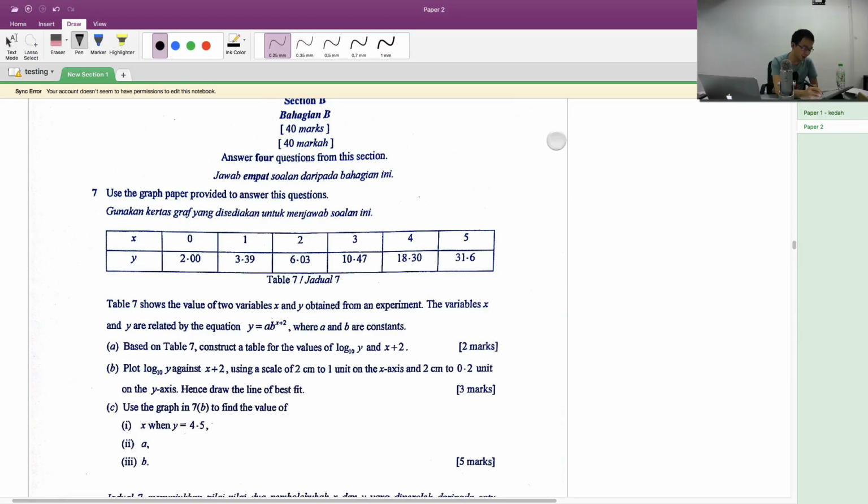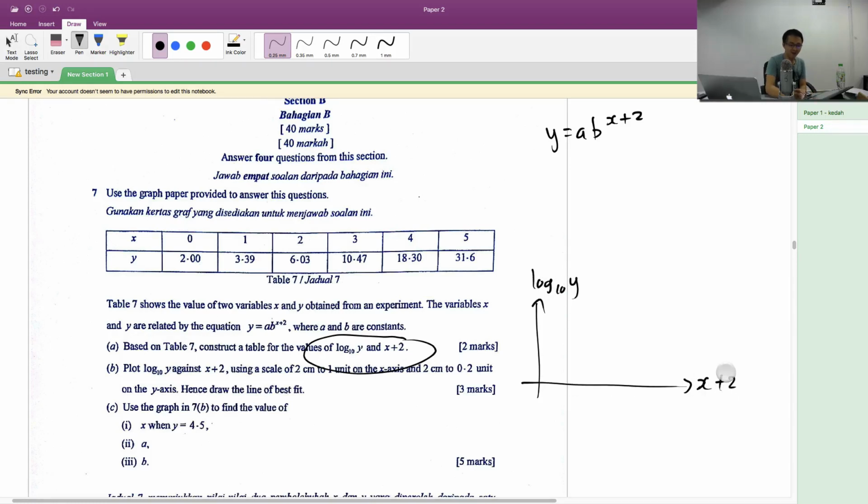So we have the equation here, which is y equals ab^(x+2), where a and b are constants. Based on Table 7, construct a table for log y and x plus 2. Based on this sentence, I understand my graph should be log y against x plus 2. The question asks you to construct a table, so you need to form a table with x plus 2 and log y. Of course, you should draw another new table.